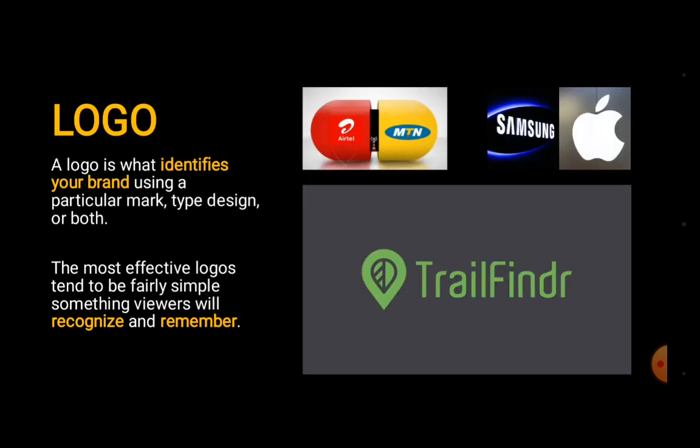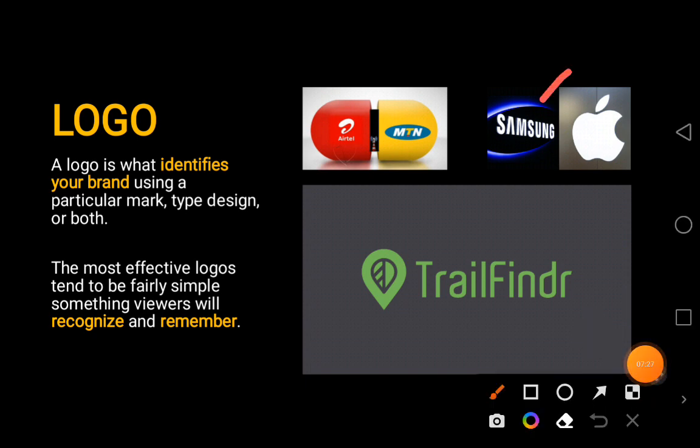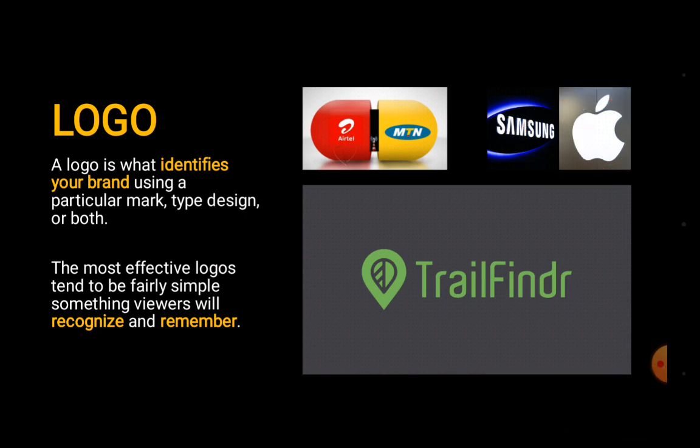So let's start from logo. A logo is what identifies your brand using a particular mark, type, design, or both. So you can tell from this logo now. Even when you are sleeping and you just wake up and they ask you what logo is this, you know, okay, this is Apple now. It can be the Apple phone, their laptop, even almost all their products, this is what they use. This is their brand logo.